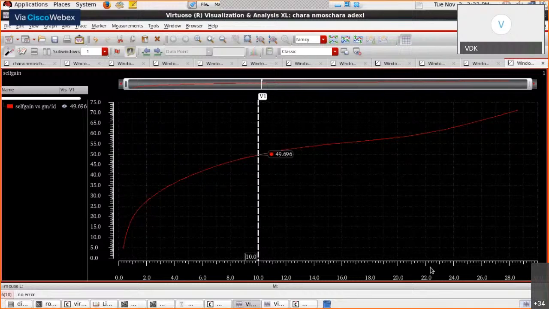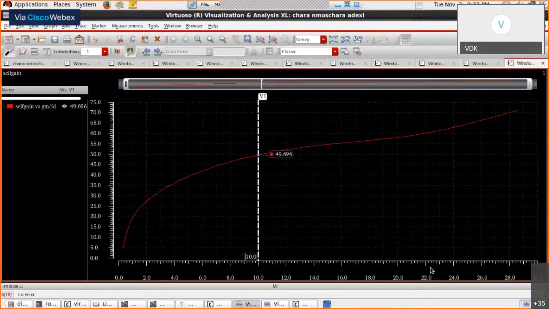The load, although not mentioned in the design specifications, is about 500 femtofarads. So at a load capacitance of 500 femtofarads, to maximize the bandwidth, I would like to keep the effective time constant between the drain and the source in the output circuit as small as possible. Therefore, we are choosing L equal to L minimum, which is 180 nanometers. Next we check, for the chosen value of GM over ID, what the transit frequency of the MOSFET will be.